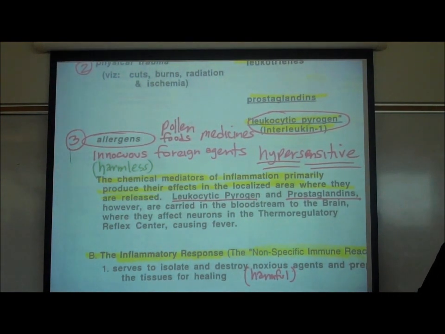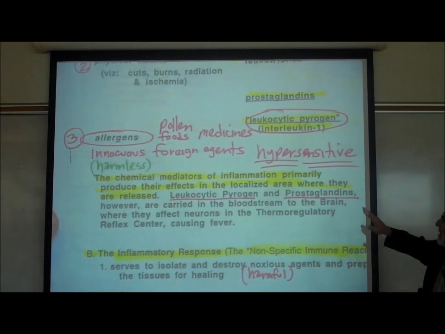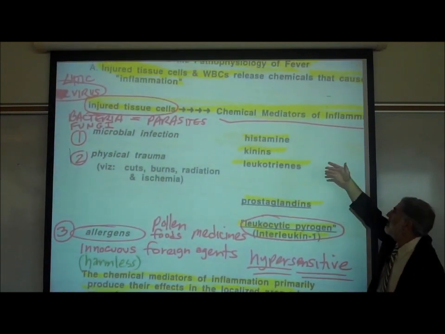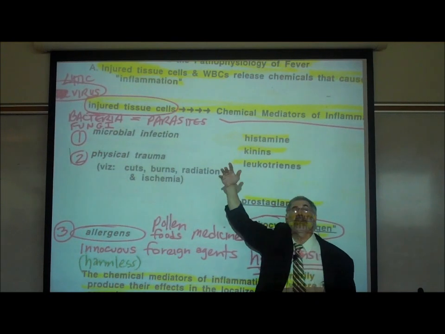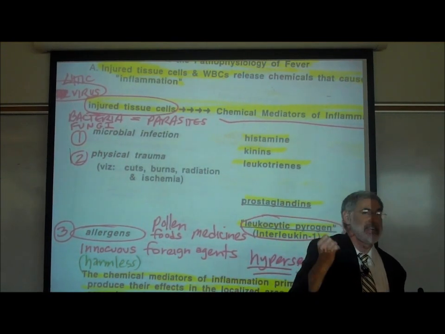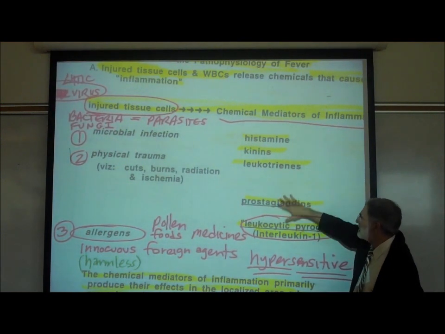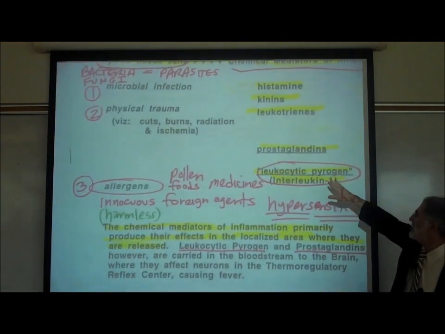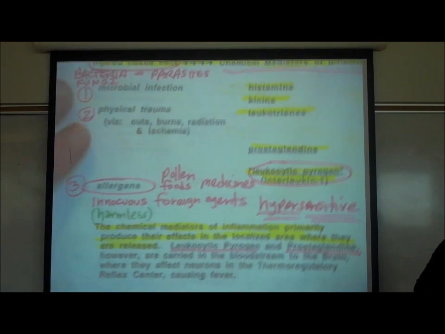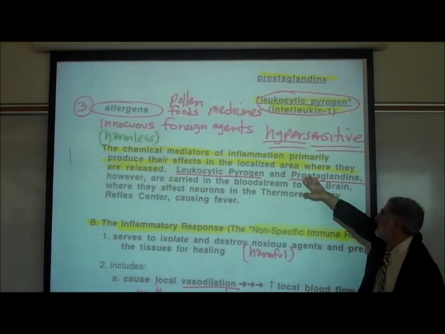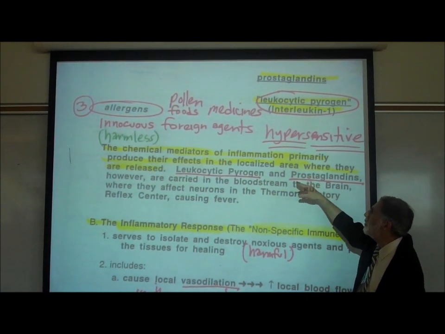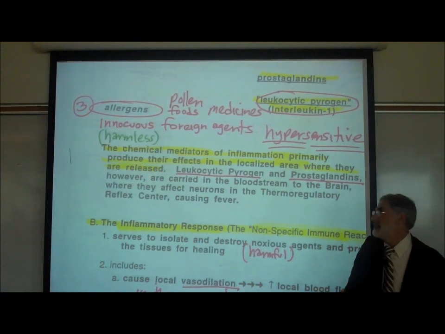Now these chemicals are released, and most of us have not heard of histamine, but you've heard of medicines called antihistamines. But there are a whole bunch of these chemicals, including prostaglandins, which we've spoken about back in section A. Now these chemical mediators of inflammation, as they are collectively called, primarily produce their effects in the localized area right where they were released.